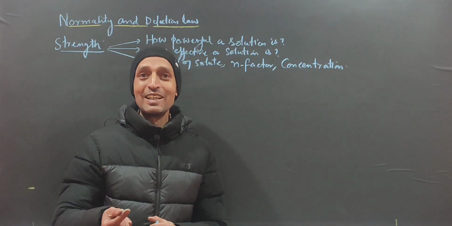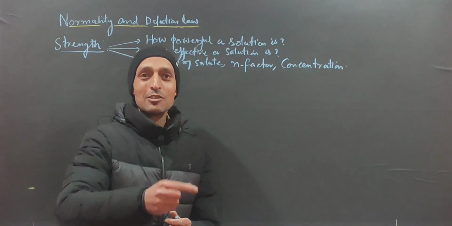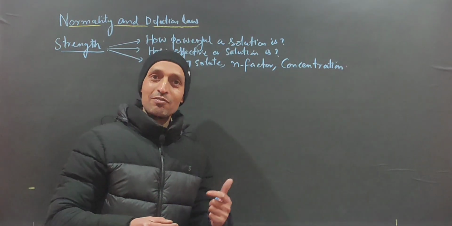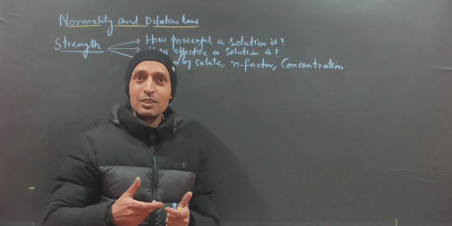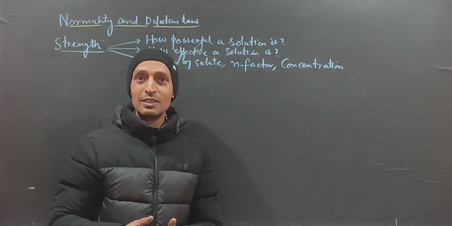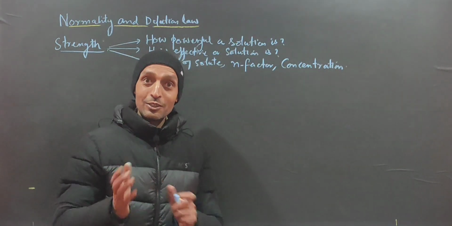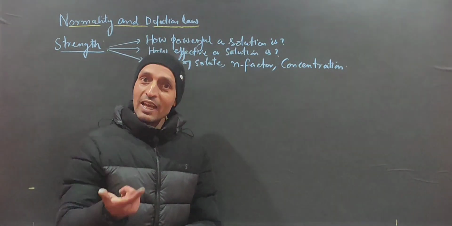For example, the job of an acid, or the work done by an acid, is furnishing H positives. How many? N factor. A base furnishes OH negative. How many OH negative? N factor. A reducing agent loses or gains electrons. How many electrons? N factor.